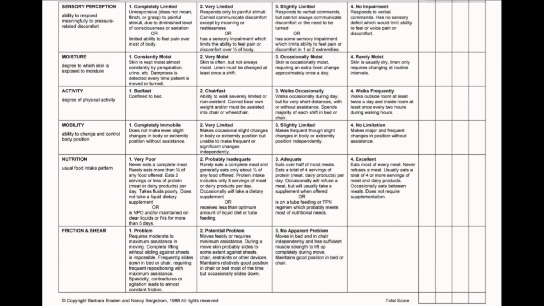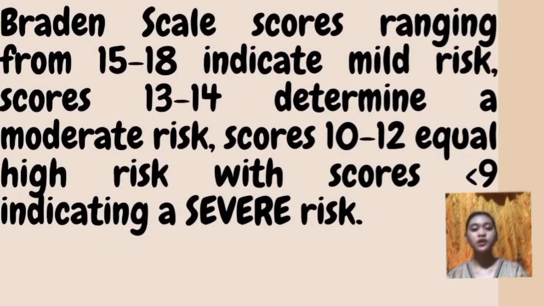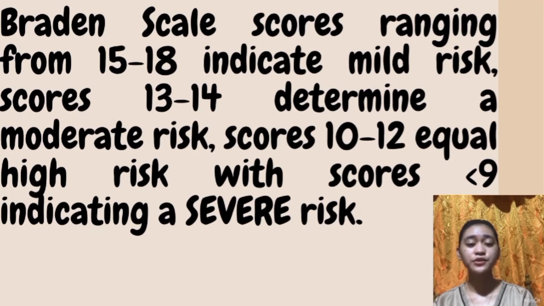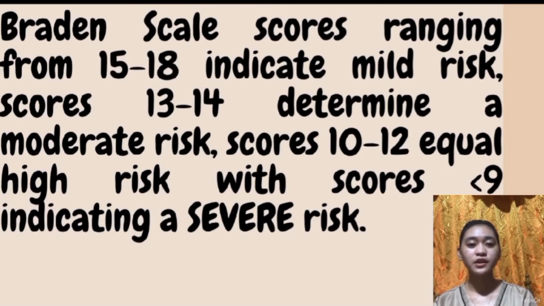There are 6 categories within the Braden scale: sensory perception, moisture, activity, mobility, nutrition, and friction or shear. When the scores from the 6 categories are added, the total score indicates a patient's risk for developing a pressure injury based on these ranges. With a total of 15 to 18, the patient is at mild risk. With a total of 13 to 14, the patient is at moderate risk. With a total of 10 to 12, the patient is at high risk. With a total of less than 9, the patient is at severe risk. And that would be all on the Braden scale for predicting pressure injury risk.